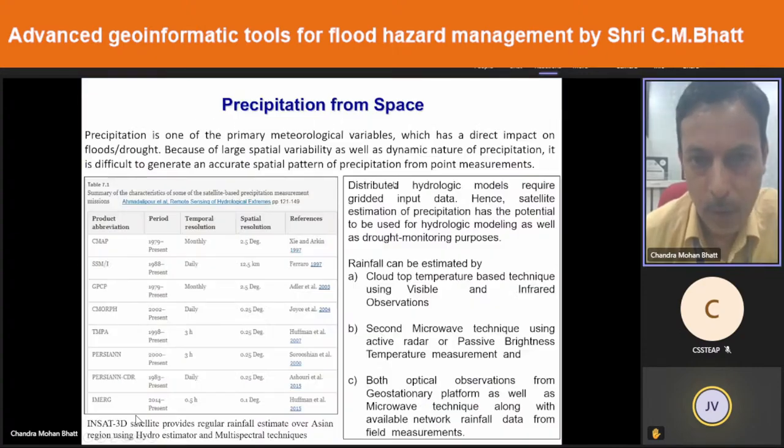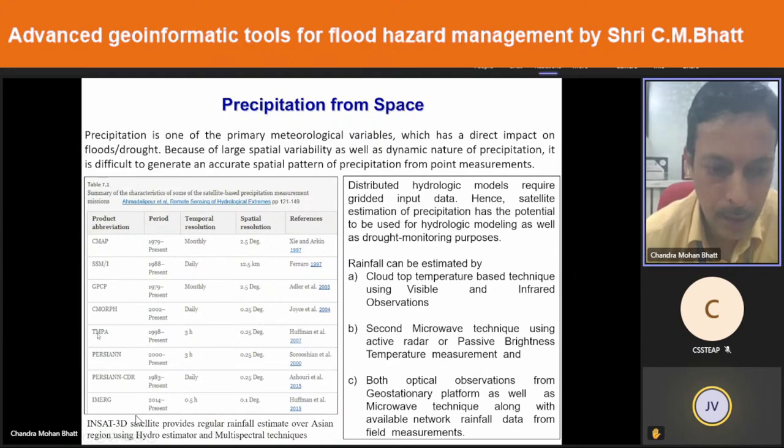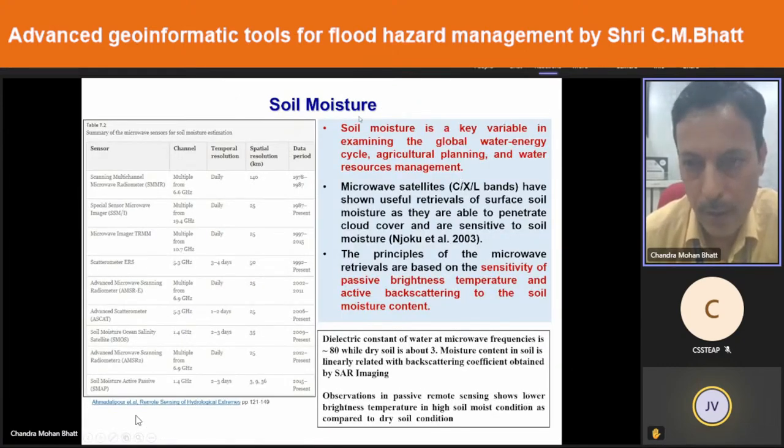No, precipitation is an important input for whatever kind of modeling or analysis we are doing. These days, there are a number of satellites which allow you to assess the rainfall, the latest being the GPM IMERG data at 10-kilometer resolution. Soil moisture is also important, a key variable in examining the global water and energy cycle. From the satellites, that also can be obtained.